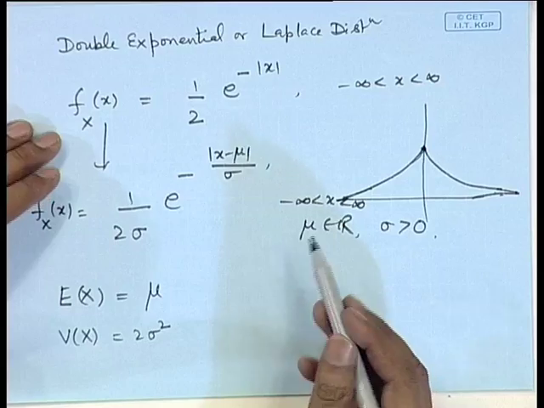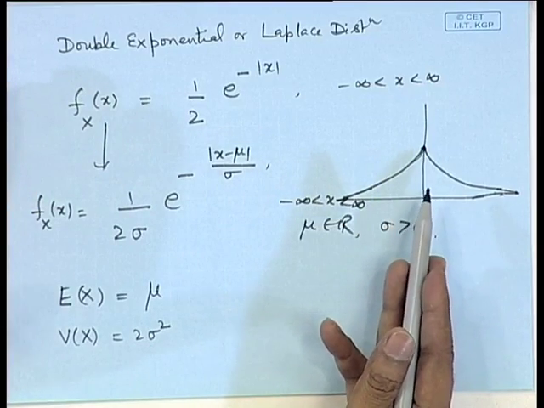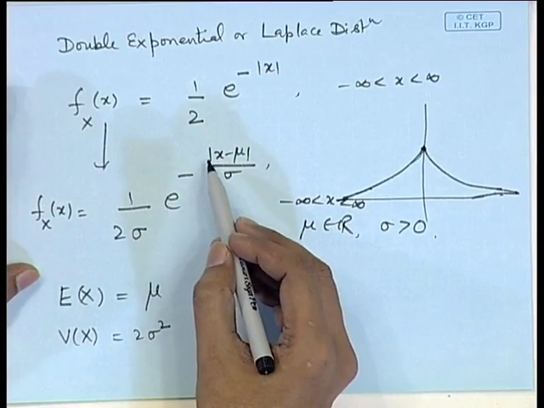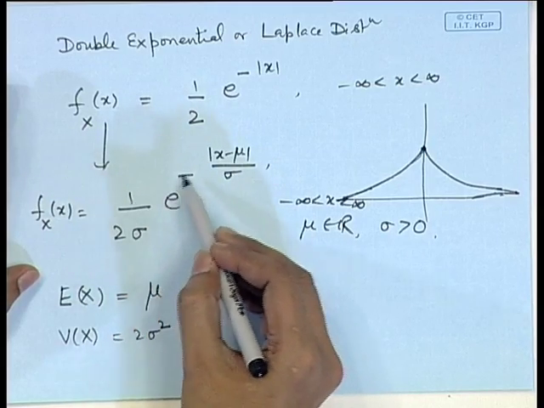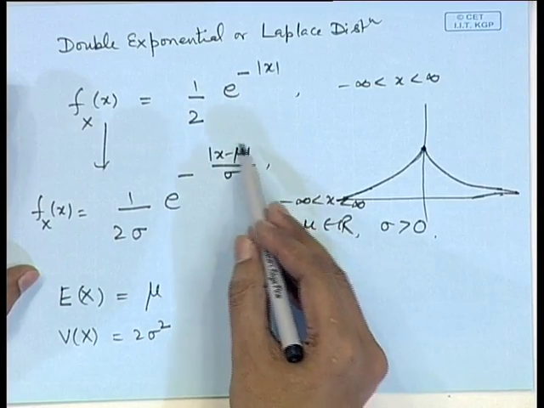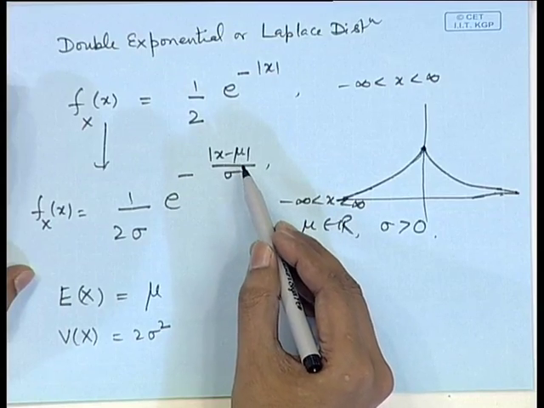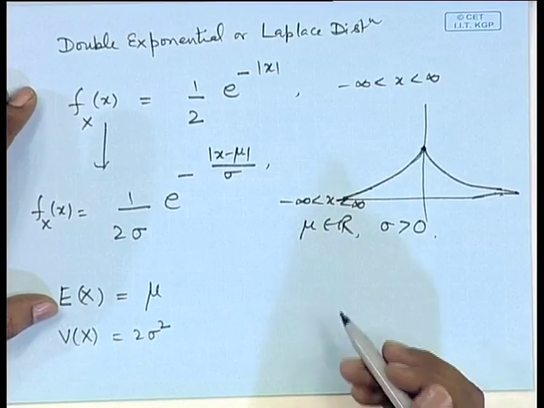The moment generating function of this distribution will exist, because if we are looking at expectation of e to the power t x, then it is the integral of the density into e to the power t x. So, it will exist for all values of t. In the next lecture, we will introduce one of the most important distributions in statistics, which is known as the normal distribution, and we will also show why it is important. So, we stop here.